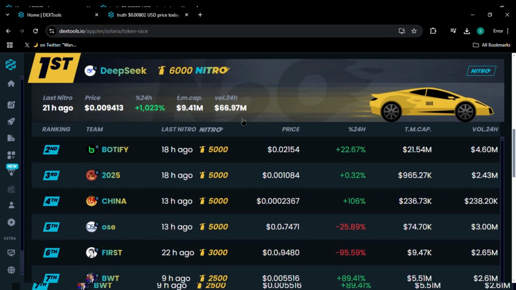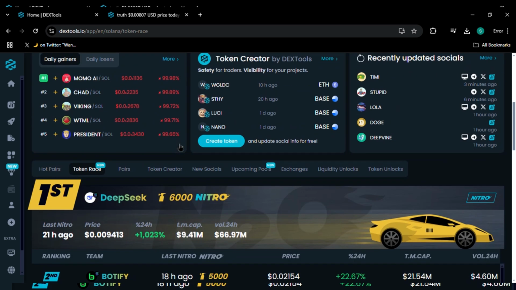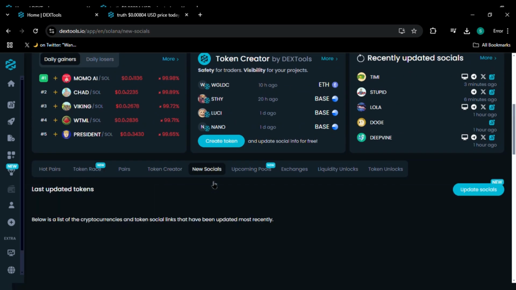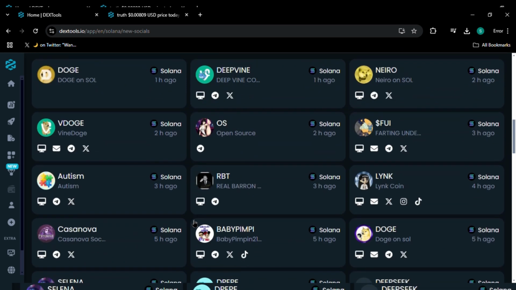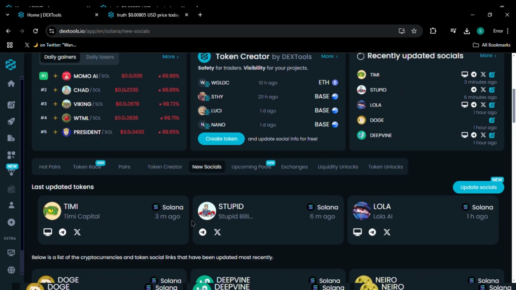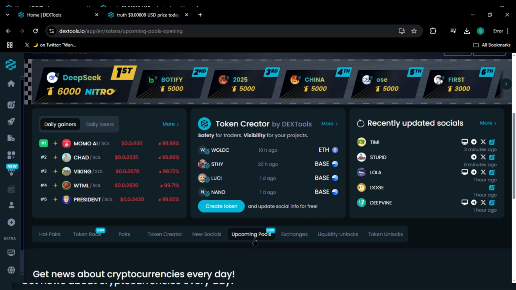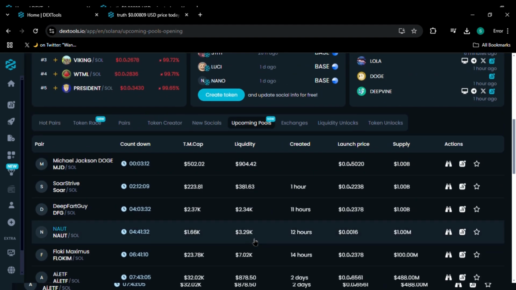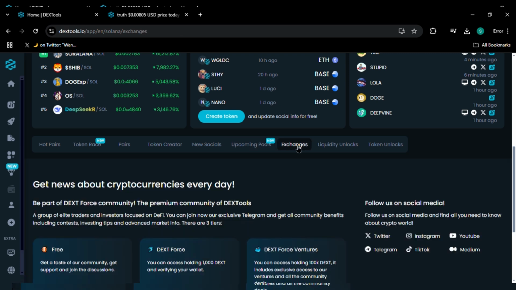And then over here you can see the Nitro, where you can see which meme coin is doing very well in the market right now by going to the token race. And then we have the new ones, so you can see all of the new tokens over here. And after that, we have the upcoming pools. The tokens, meme coins or pool liquidity that are meant to come in the future would be displayed over here, so you can have a look at them earlier.